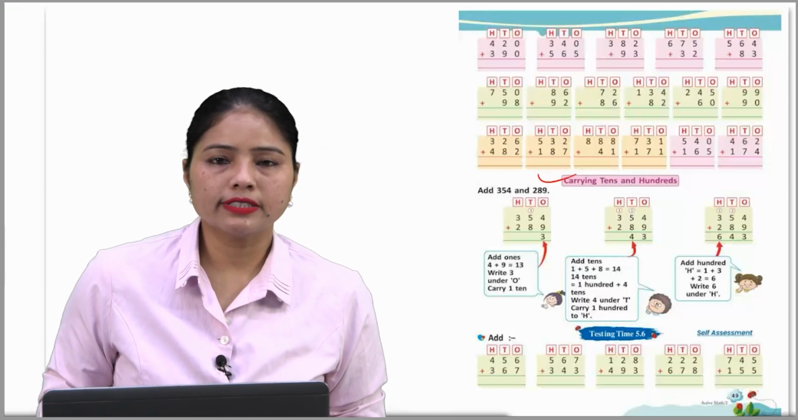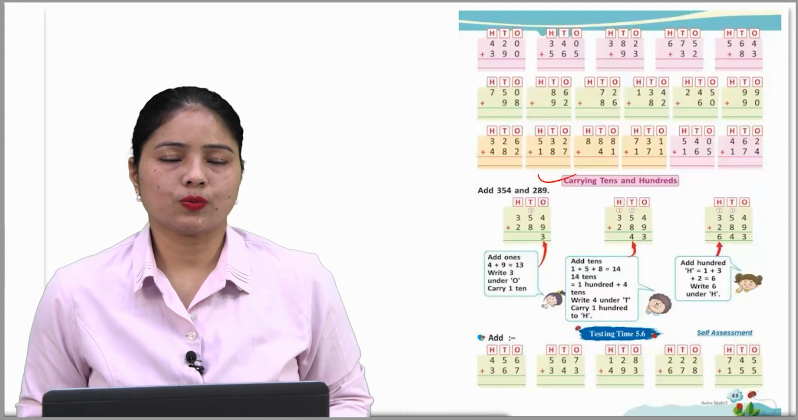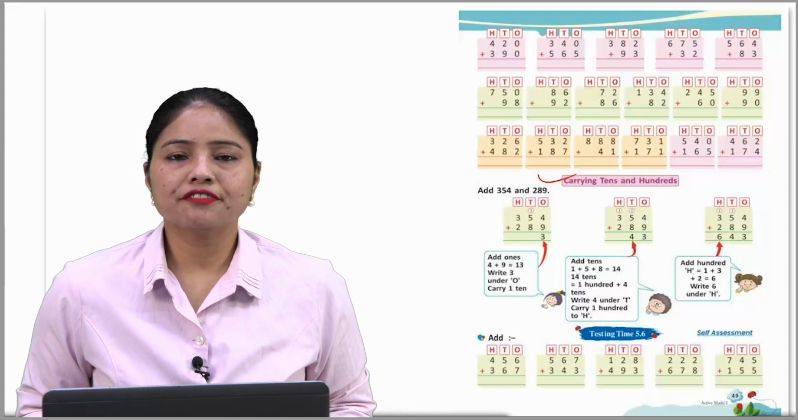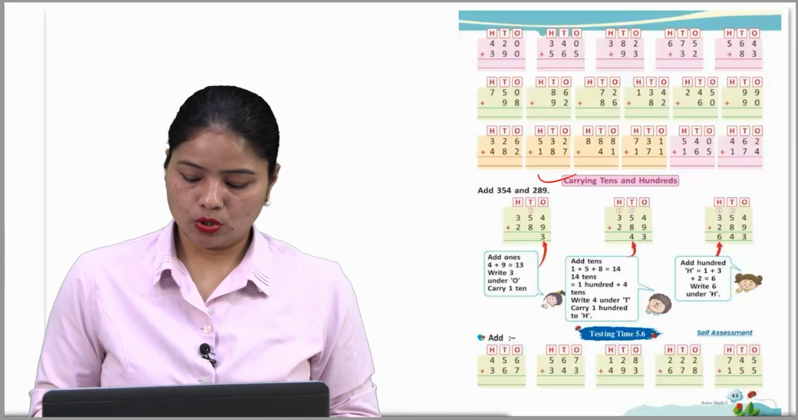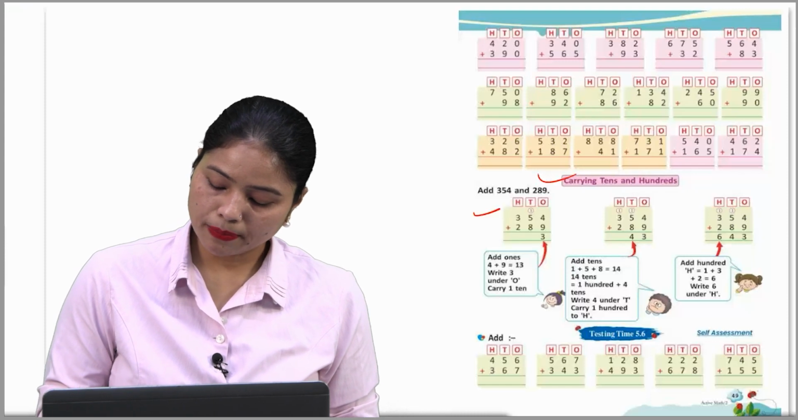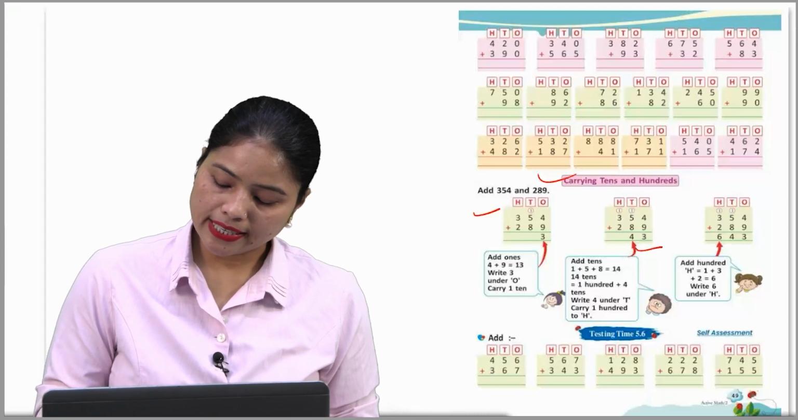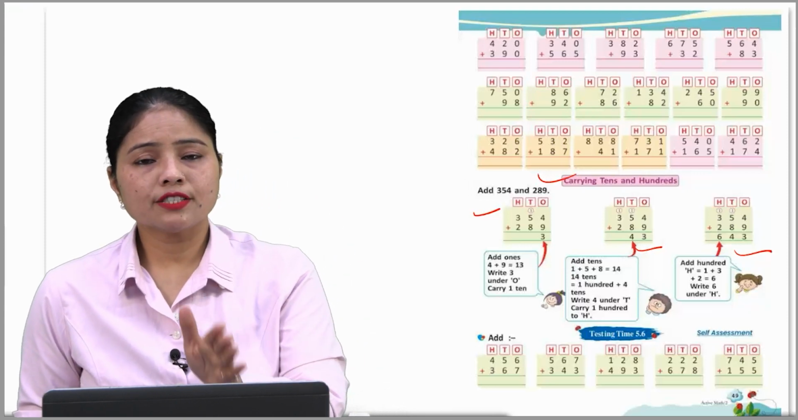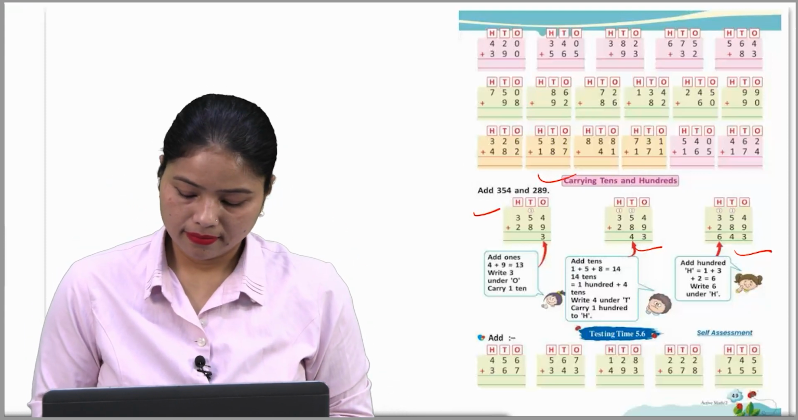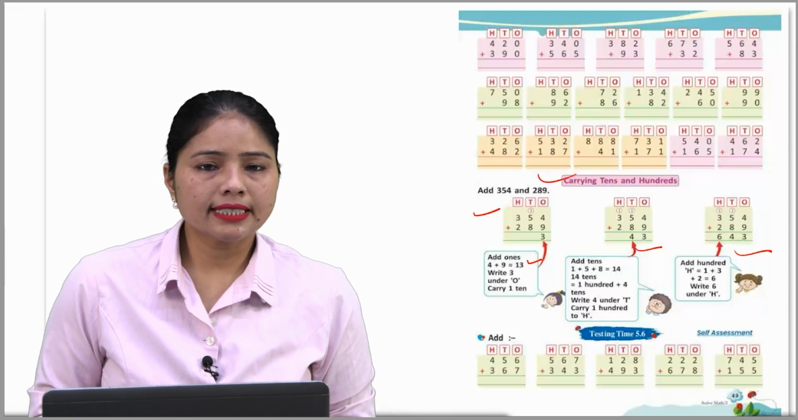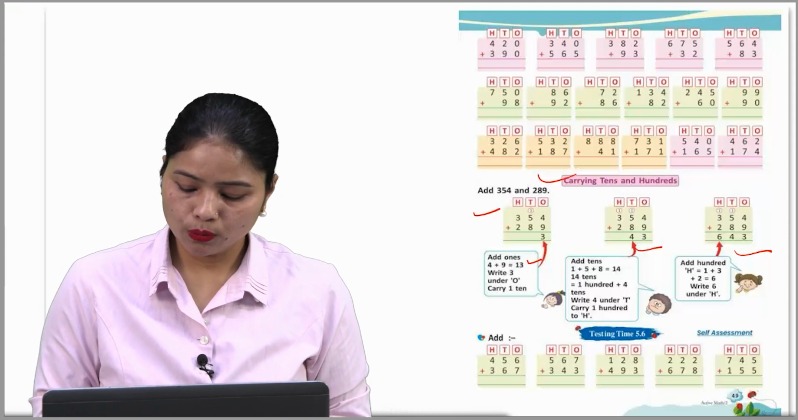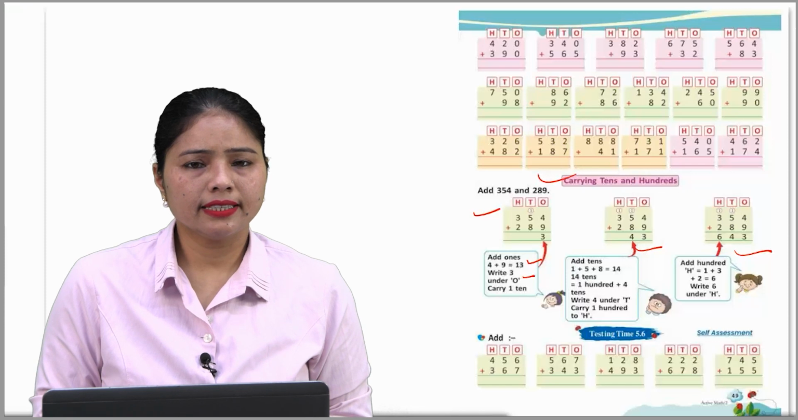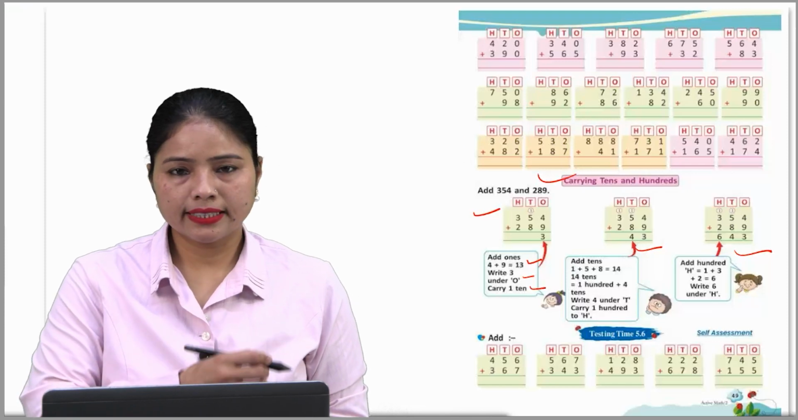Now move on next one, which is carrying tens and hundreds. Add 354 and 289. So this is the example. Start with ones place. Then solve tens place. Carry ऊपर देकर फिर hundreds place. At ones, 4 plus 9, 13. 13 कैसे लिखते हैं? Write 3 under ones. मतलब ones place के नीचे. Carry 10. 10 दे दिया.